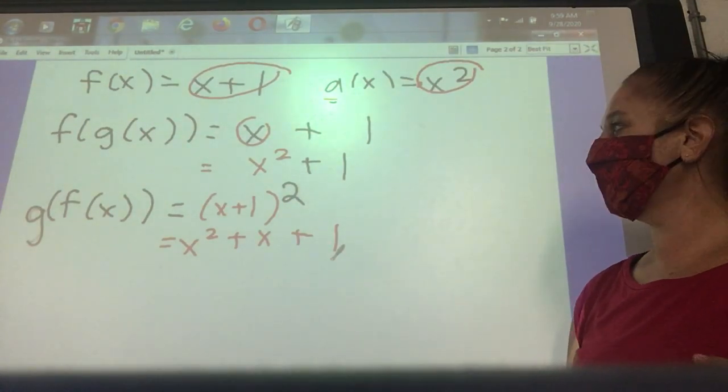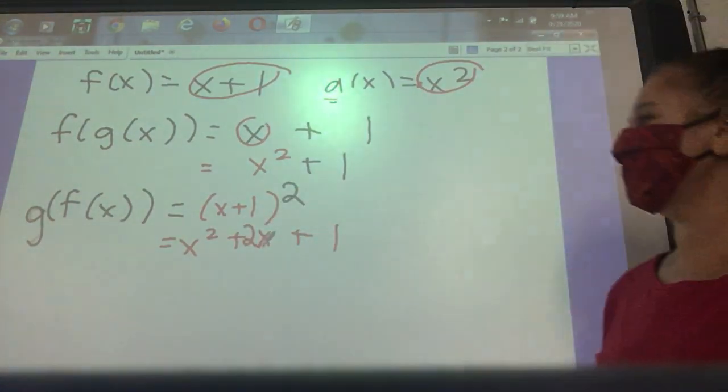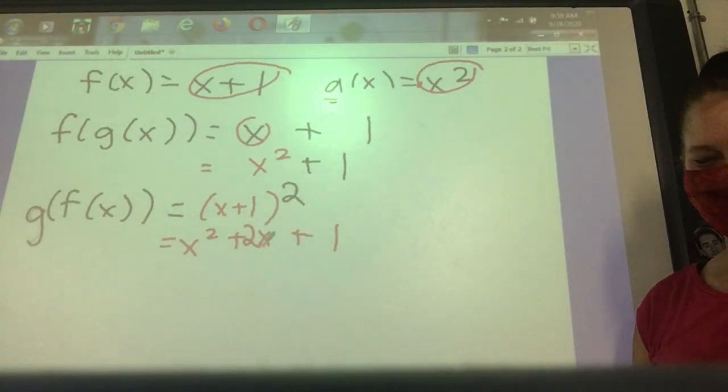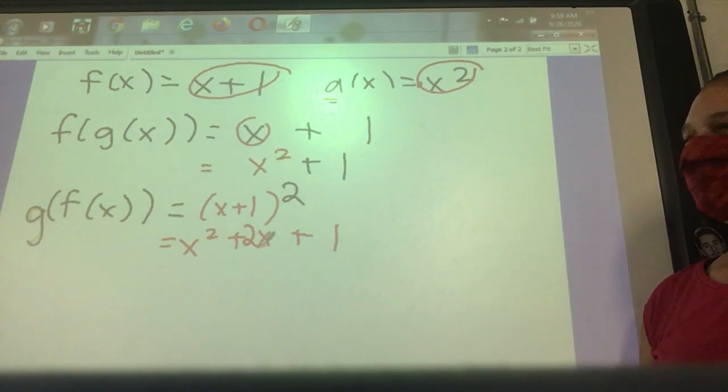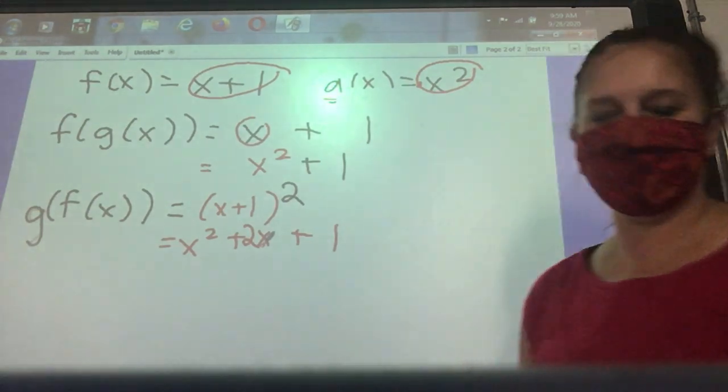Oh, it is 2x, yes. X squared plus 2x plus 1. Thank you. Okay, so it takes practice. Once you do a couple, it's easy. It just seems more confusing than it is.